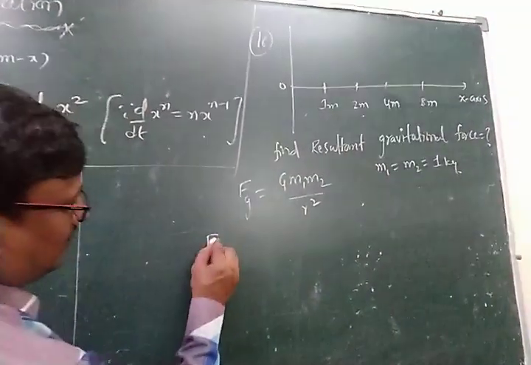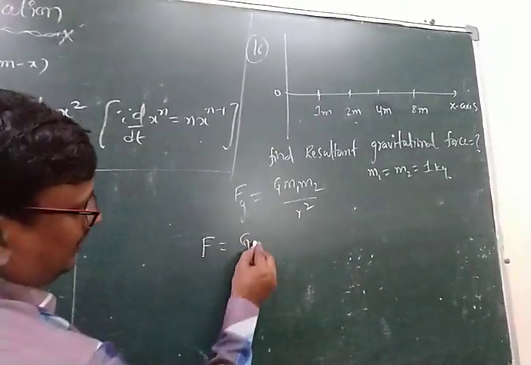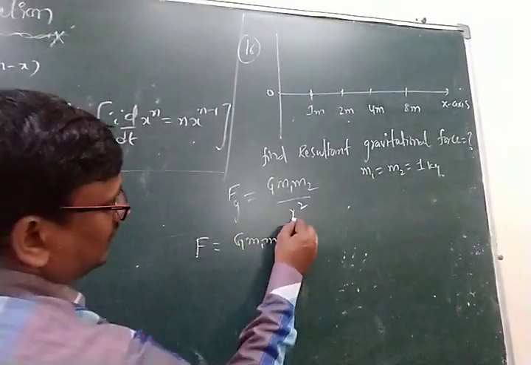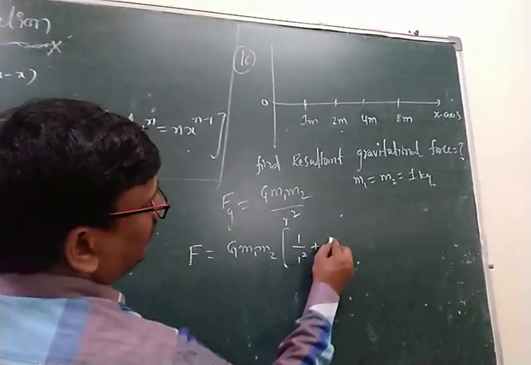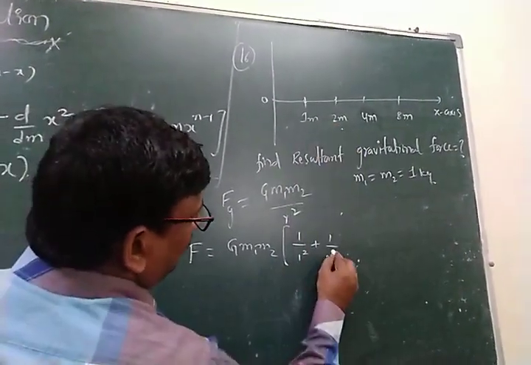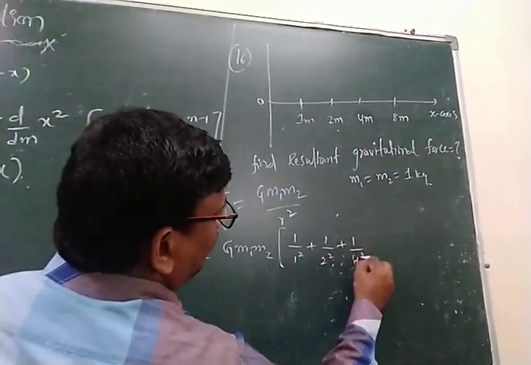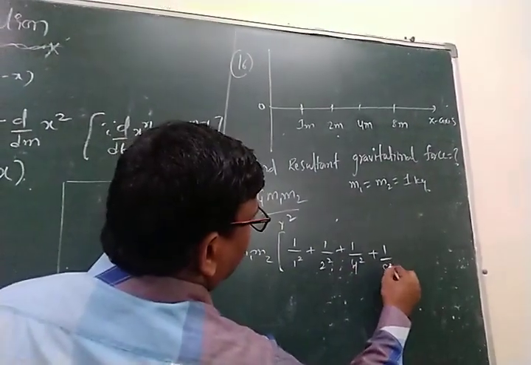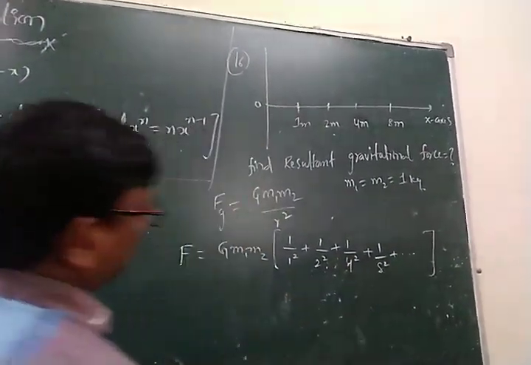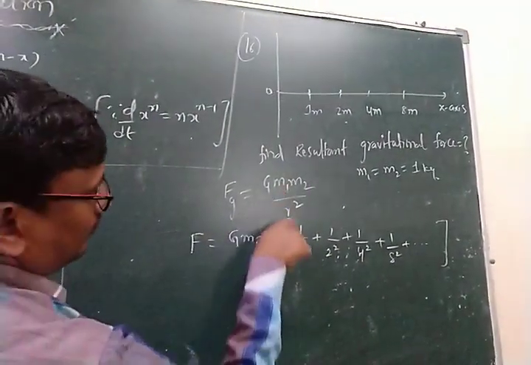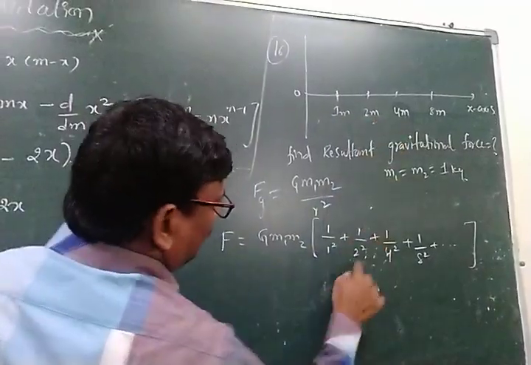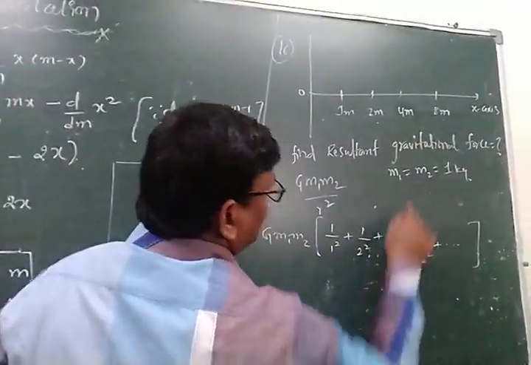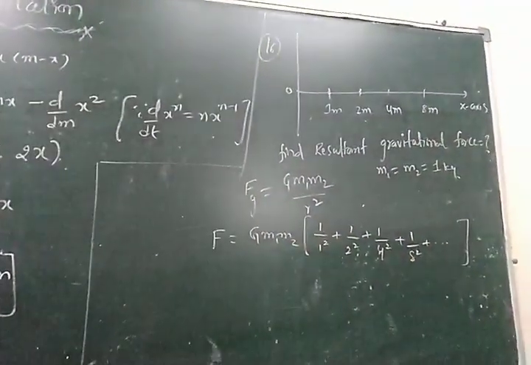F is equal to G m1 m2 into (1 by 1 whole square plus 1 by 2 whole square plus 1 by 4 whole square plus 1 by 8 whole square plus and so on). Take G m1 m2 as common, and the distances are 1 meter, 2 meters, 4 meters and 8 meters.